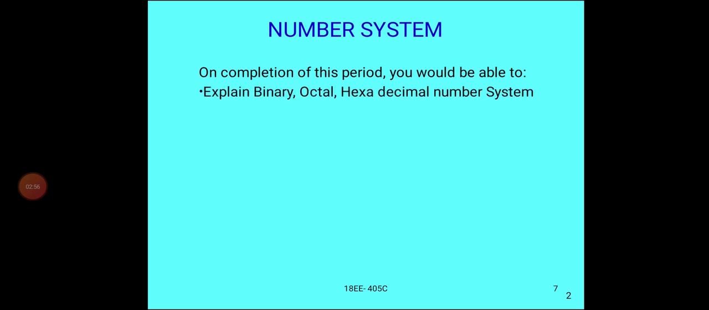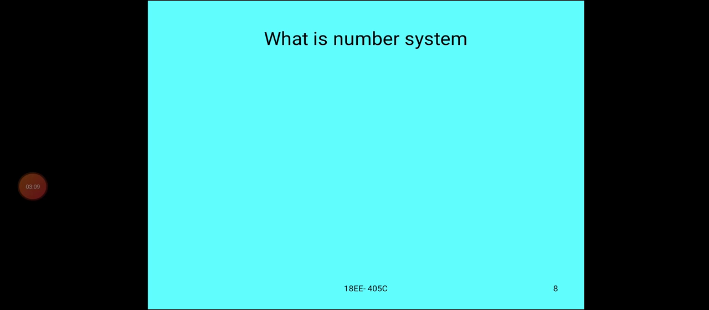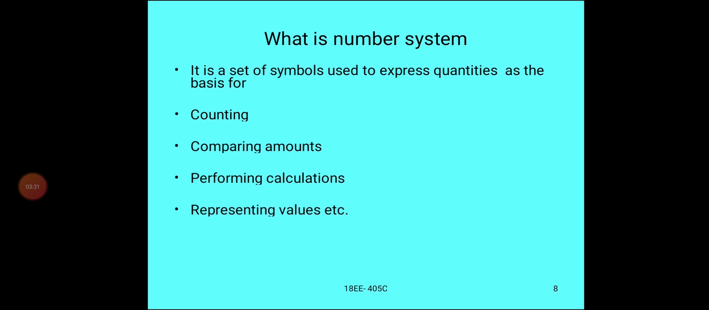Number system. On completion of the period, you would be able to explain the binary, octal, and hexadecimal number systems, compare them with the decimal system, and convert a number from one number system to another. What is a number system? It is a set of symbols used to express quantities as the basis for counting, comparing amounts, performing calculations, representing values, etc.